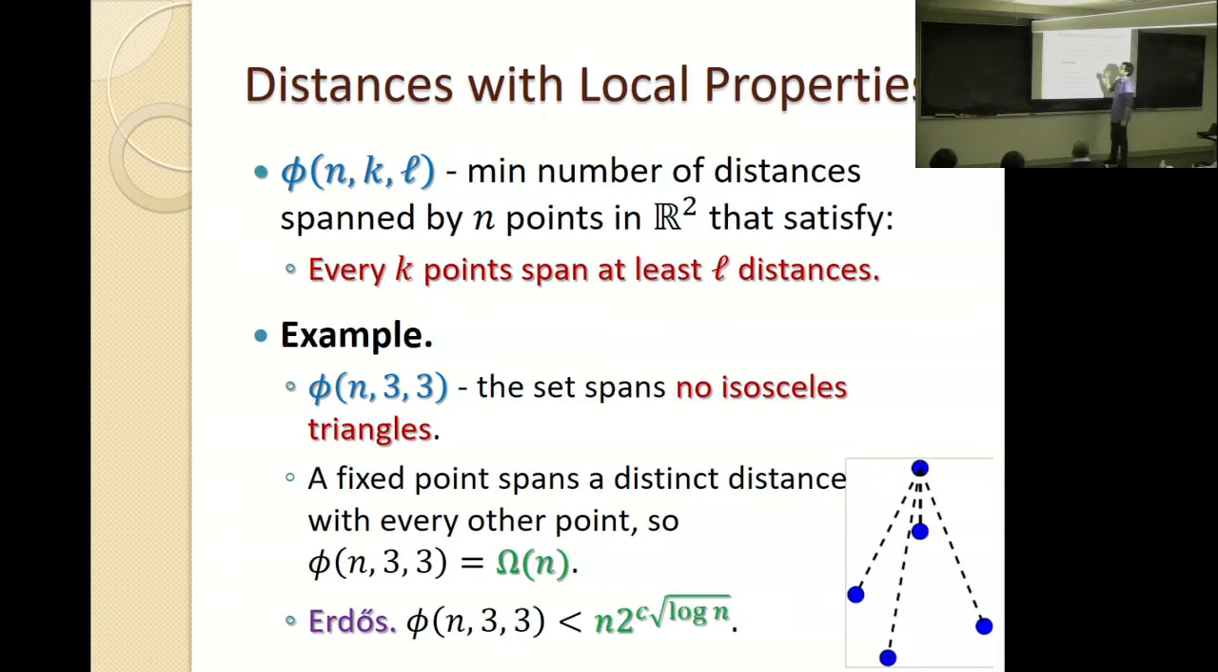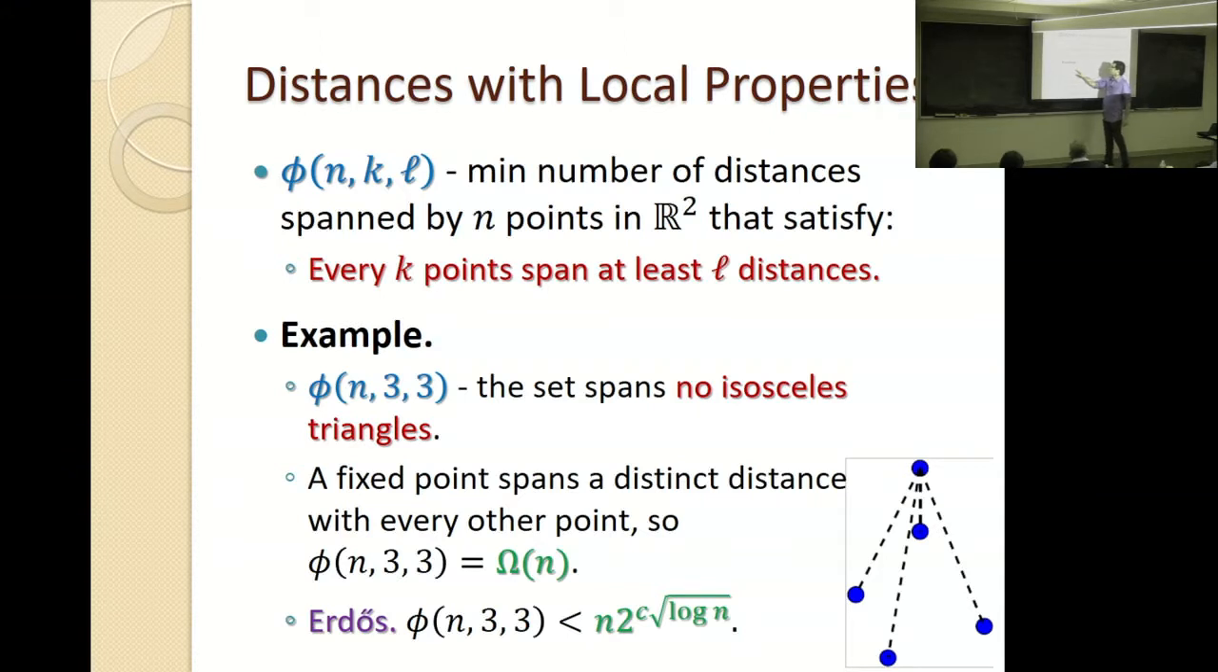You think of k as some constant, maybe 10. So every 10 points span at least some number of distances. So it's a local restriction. You're saying, if I locally look at a small set of points, they have bad behavior with respect to distances: they have a lot of distances. Can I use this local property to say something global? Can I say something about the total number of distinct distances just by knowing something locally about every set of points?